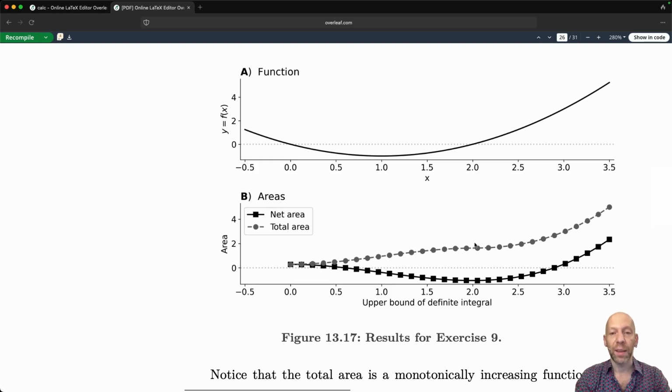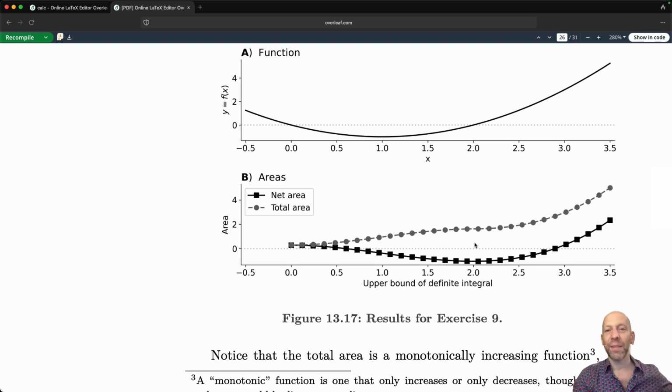Now the total area, in contrast, can never be negative. We can never have a negative total area because we're always working with the absolute value of the function or the absolute value of the definite integral. So the total area, in this kind of investigation, is what's known as a monotonic function. Monotonic means it can only ever go up or stay the same. It can never go back down. That's a monotonically increasing function. You can also have a monotonically decreasing function where it can go down or stay the same but never go up, but that's not the case here. Okay, so this is the first part of this exercise.